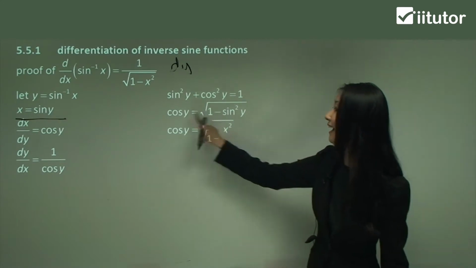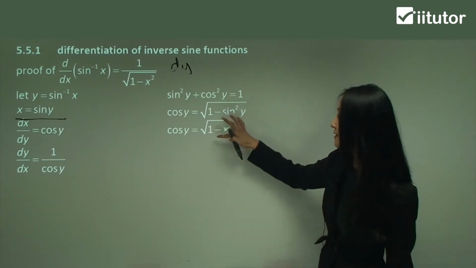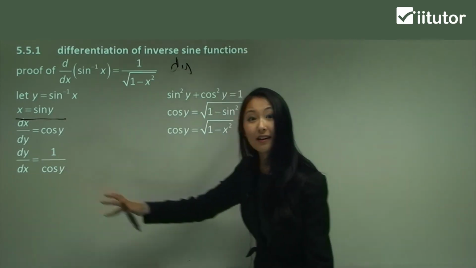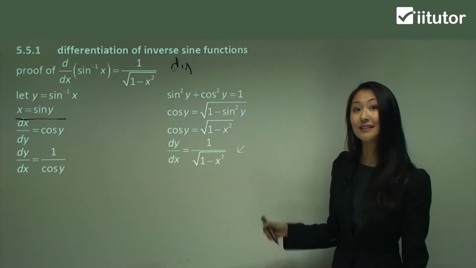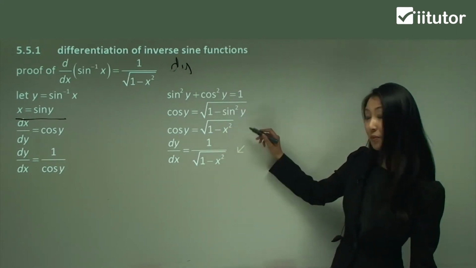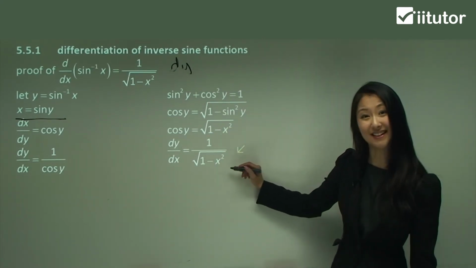So now I found this. I'm just going to substitute cos y for my square root down there, and that's how I've shown that the differentiation of inverse sine x equals 1 on square root 1 minus x squared.